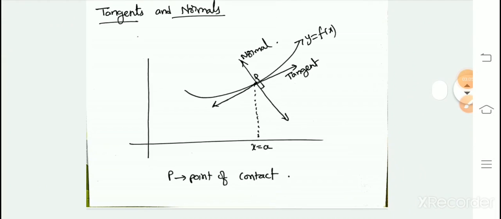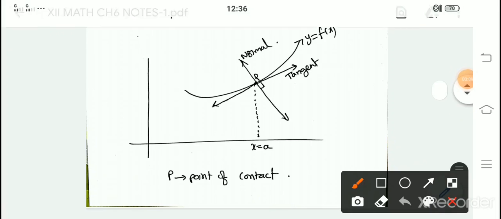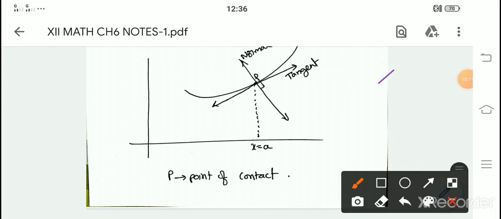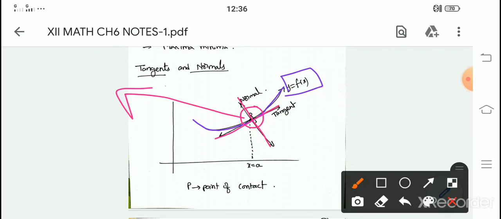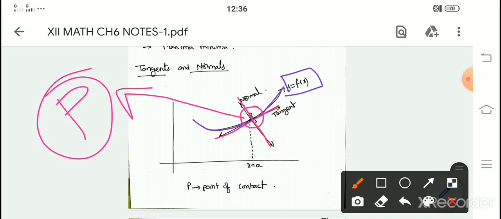See, that is the diagram I have taken here. Y is equal to f of x is the curve. This is the curve which you have taken. Then this is the tangent, and this is the normal, and the point P is there now. P is called the point of contact.